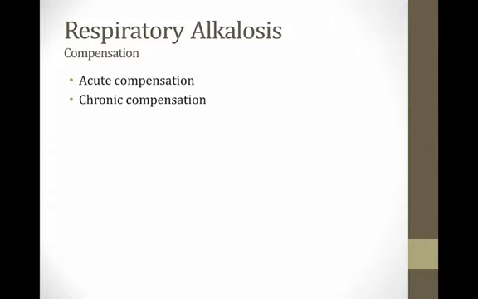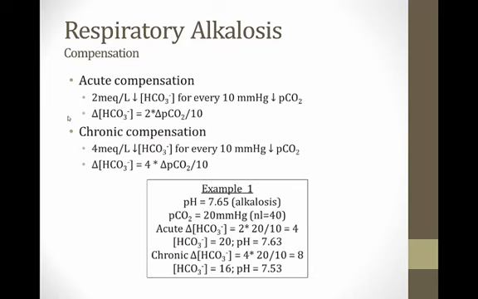Just like for respiratory acidosis, in respiratory alkalosis there are different formulas for the acute compensation and the chronic compensation. So in an acute respiratory alkalosis, you get a small amount of acute compensation. You get a 2 milliequivalent fall in bicarb for every 10 millimeter drop in PCO2. Chronically, you get more compensation. There's a 4 milliequivalent fall for every 10 millimeter drop in PCO2. And it's easiest to understand this with an example.